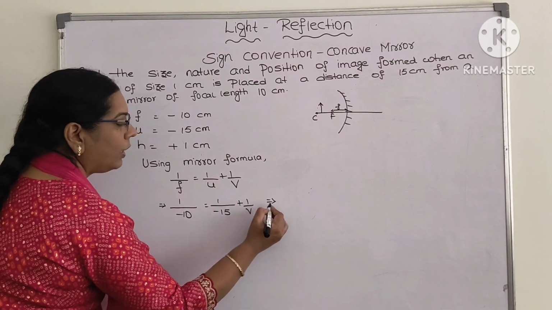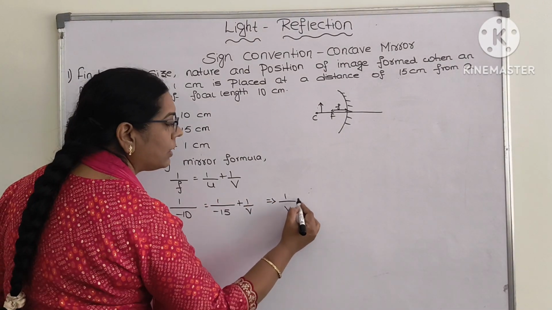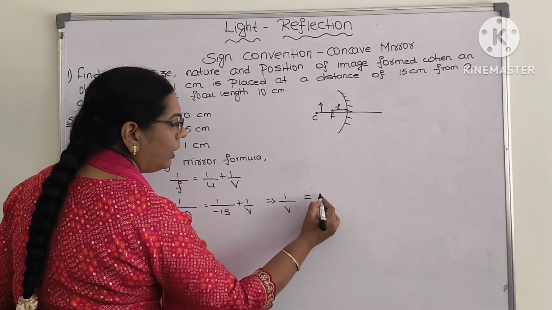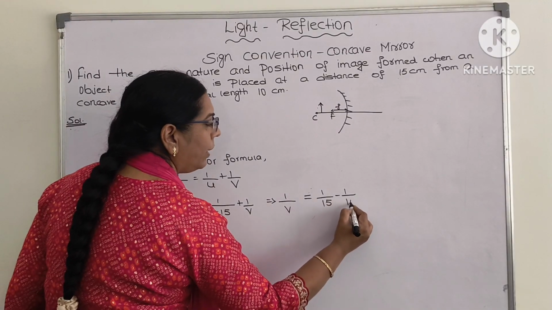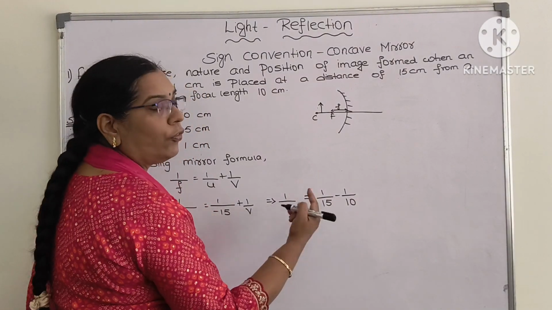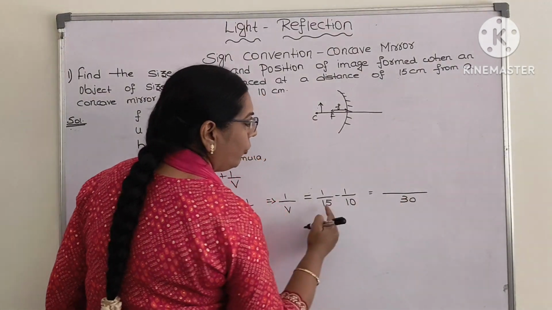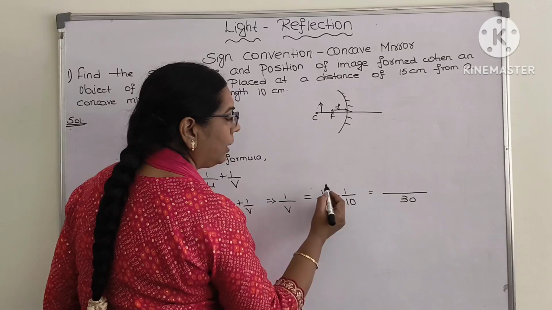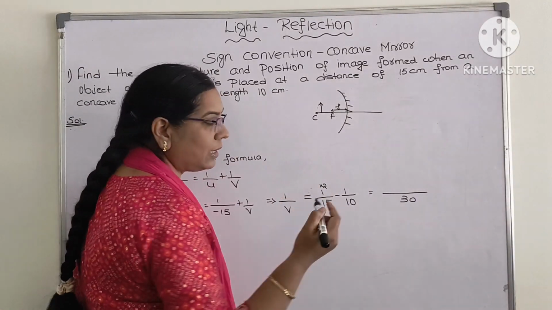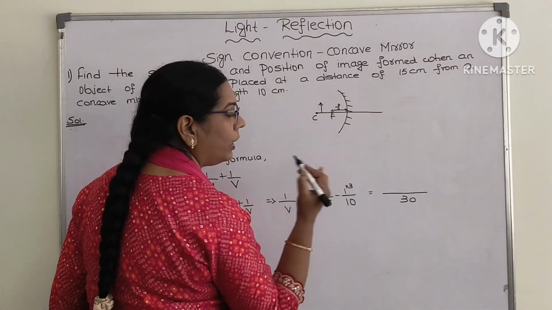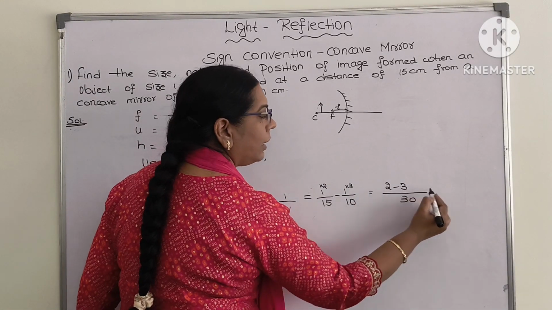V. Now, what I will do, I will transpose minus 1 by 15 to this side. So, 1 by V is equals to 1 by 15 minus 1 by 10. Take the LCM of 15 and 10, it would be 30. 15 2s is 30, so I'll multiply this numerator with 2. 10 3s is 30, so I'll multiply this numerator with 3. 2 ones is 2 minus 3.